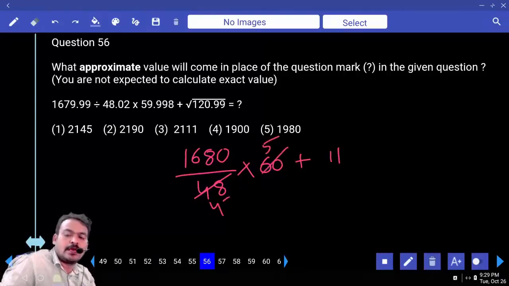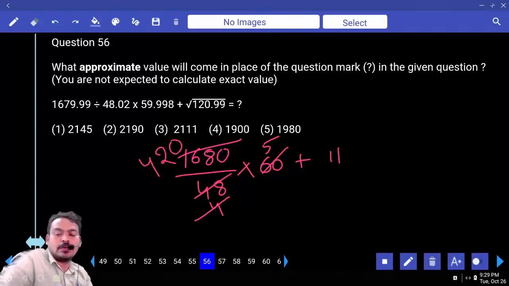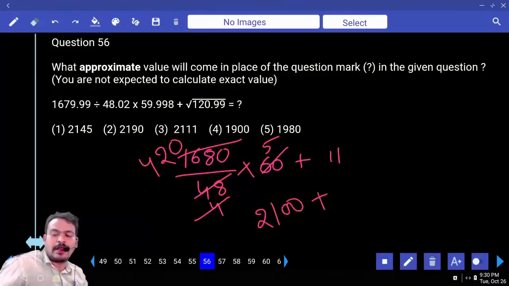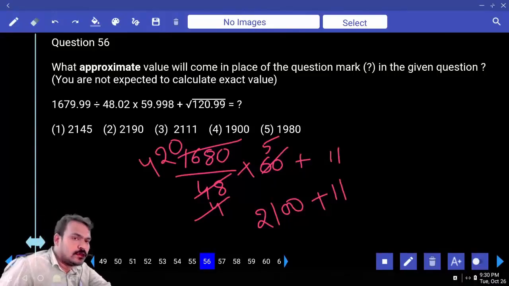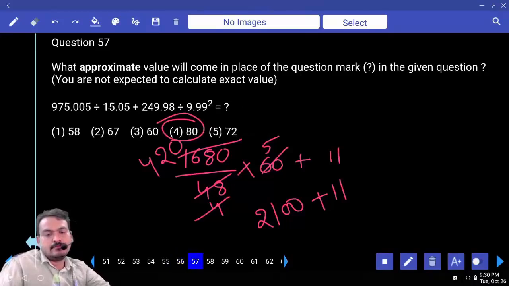Next, 4 how many times? 1680. 4 4s are 16, 4 2s are 8, again 0. 420 into 5 is 2100. Plus how much value you are adding? 11. Then the answer is 2111. Which option? Third one. Next 57.